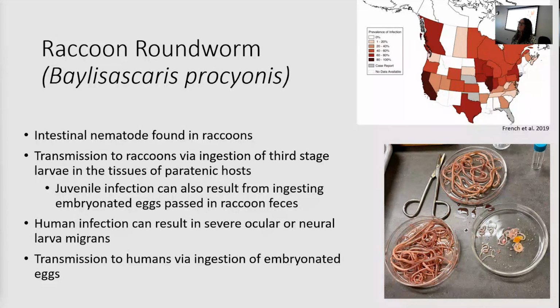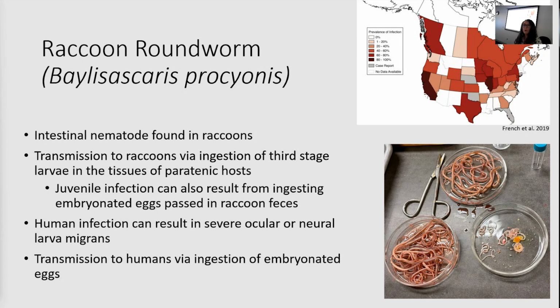Another zoonotic pathogen found in raccoons is raccoon roundworm. This is an intestinal nematode found in raccoons, and it's widely distributed across the U.S. Transmission to adult raccoons occurs through ingesting third-stage larvae that are in the tissues of prey species, such as white-footed mice. And then juvenile raccoons can become infected by ingesting embryonated eggs that are passed in feces.